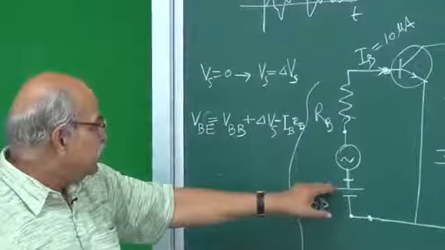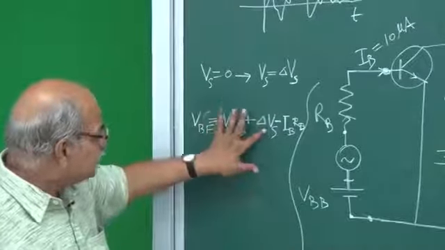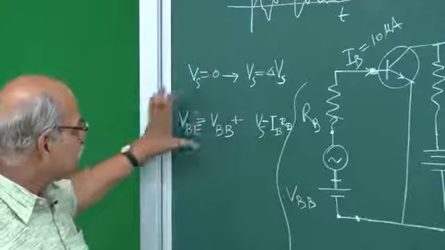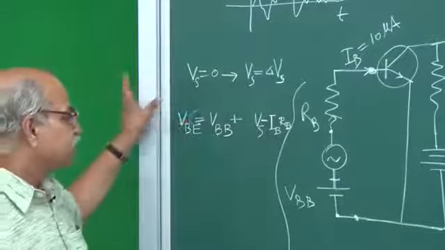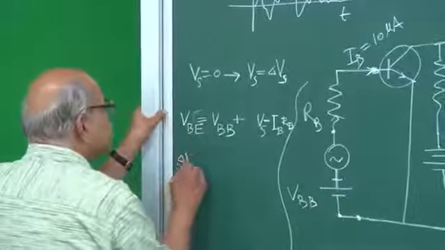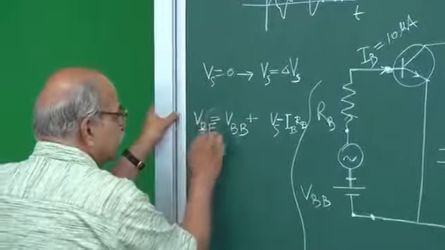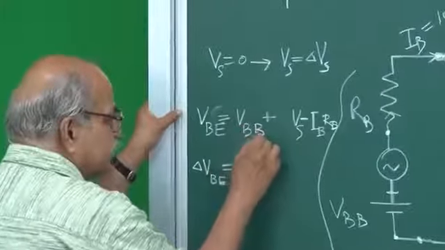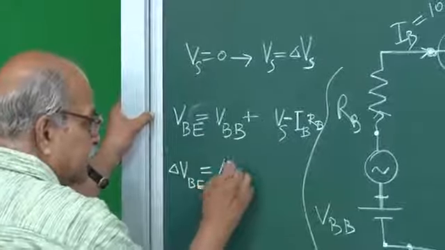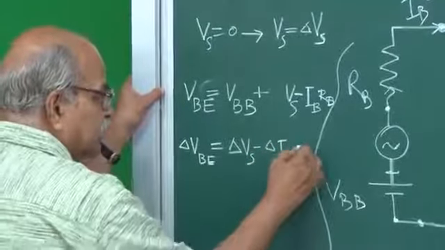So VBE is this VBB and then plus this delta Vs, or let me write it Vs. Let me write it for general time: plus Vs and minus IB RB. This is at a general time, or say at some time t. And then at t plus delta t, what happens? This delta VBE changes. We are interested in changes, remember, changes. So the change delta VBE is equal to the change in this, which is 0, VBB is fixed, so change in this is 0, then this delta Vs, and then minus the change in IB, and RB is fixed.